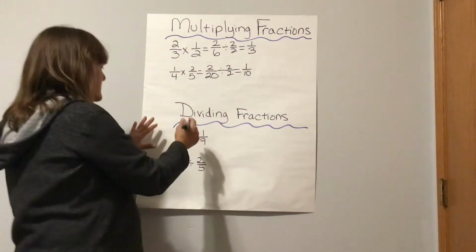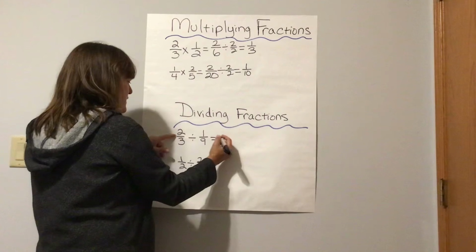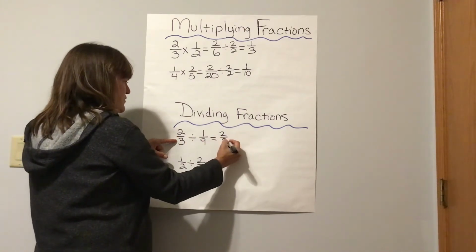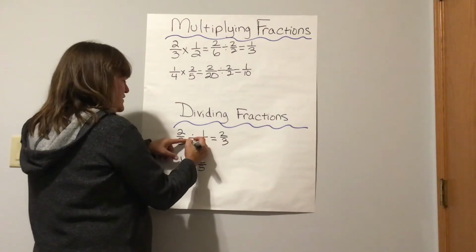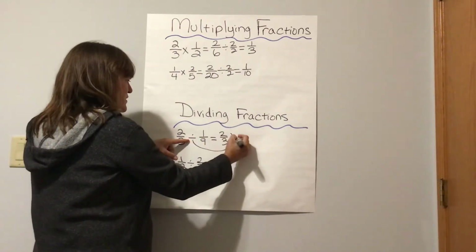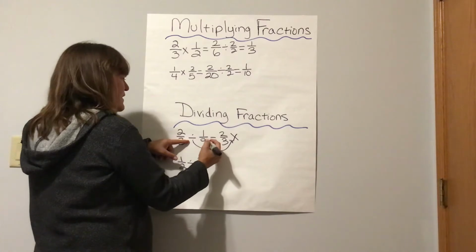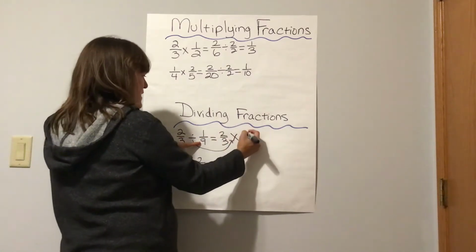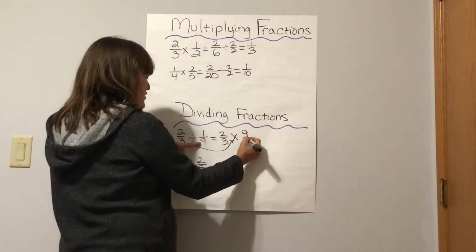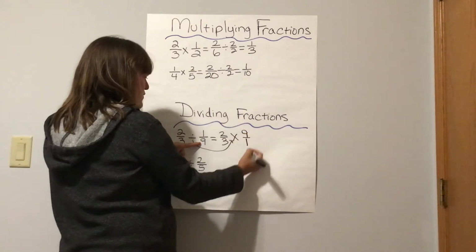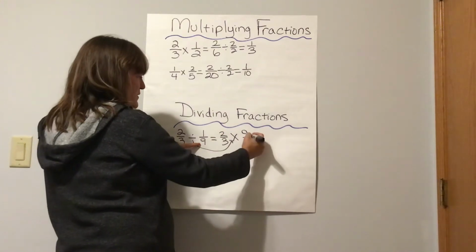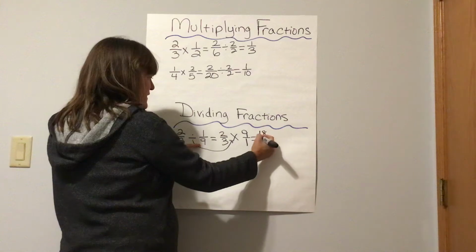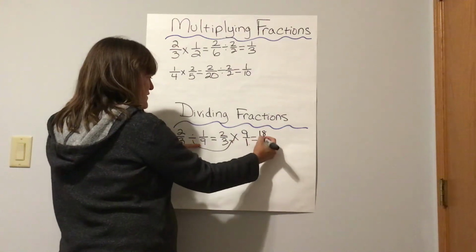Dividing fractions. So first thing I'm going to have you do is rewrite the first fraction, 2/3 divided by 1/9, 2/3. And I'm going to change this to multiplication, okay? And then the second fraction, 1/9, I'm going to flip the fraction. So instead of 1/9, it's going to be 9/1. And now I can just multiply across, okay? 2 times 9 is 18, and 3 times 1 is 3.